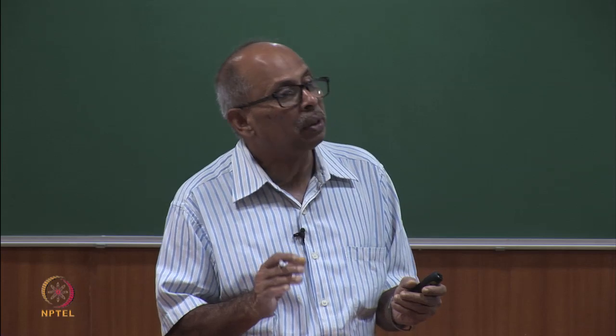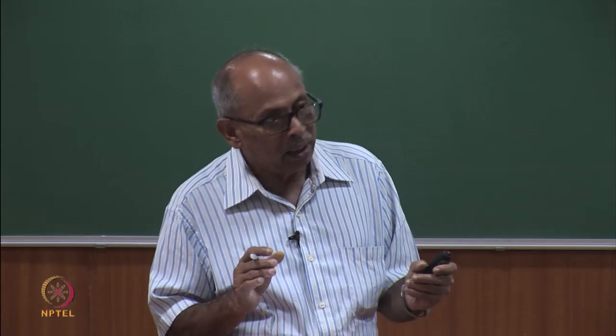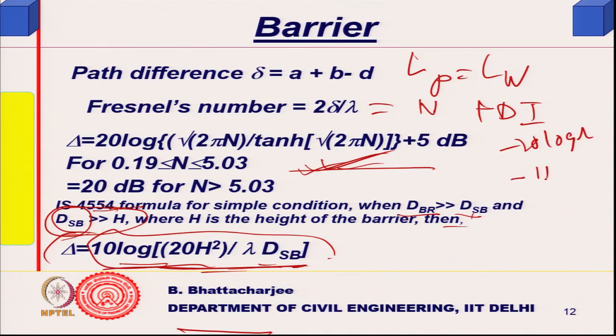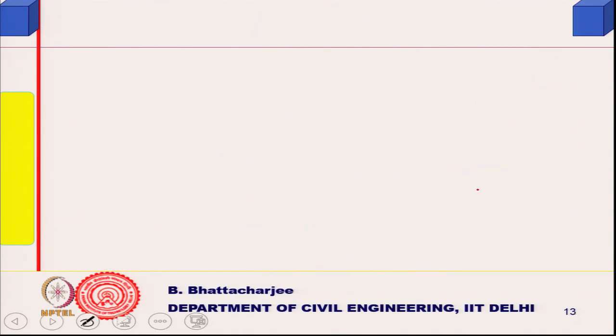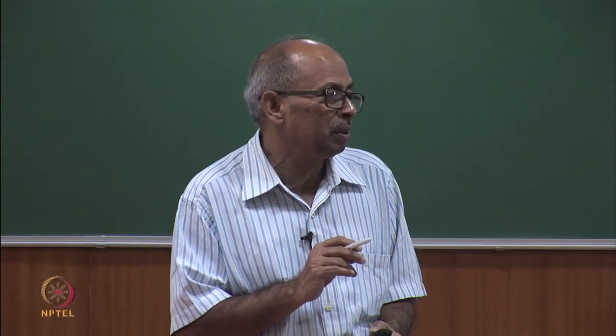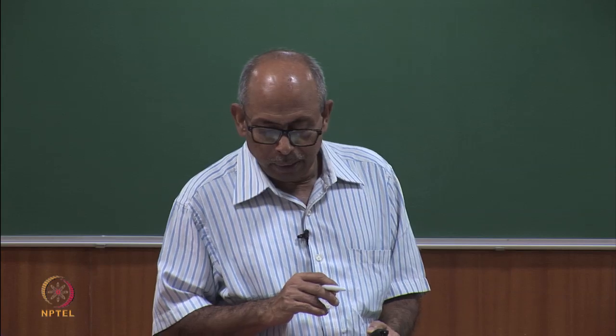That means first you calculate LP in terms of LW plus DI minus 20 log R minus 11. Now, you put a barrier, and there will be an additional reduction. So subtract it from that, and that will be the actual LP. That is how one can calculate it. This is additional reduction over and above what you would have got otherwise.